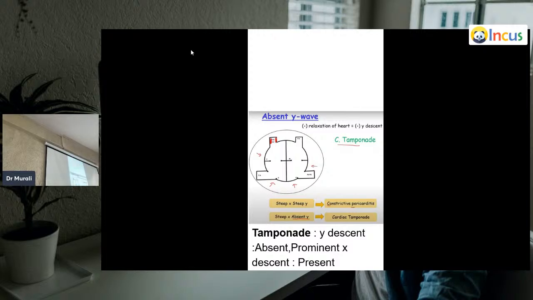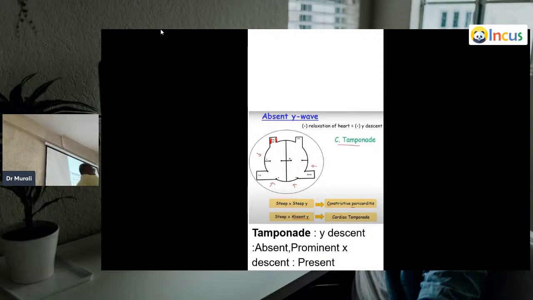Because of that, there is a phenomenon that happens when you do the 2D echo. It's called diastolic collapse of the ventricle. Right? During diastole, what is the ventricle supposed to be? Distended. But because of the tamponade, what is happening to the ventricle? It is collapsing if you happen to do the 2D echo. So at the time of diastole, instead of getting distended, the ventricle is becoming collapsed.